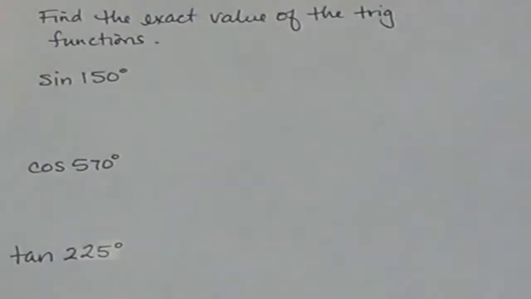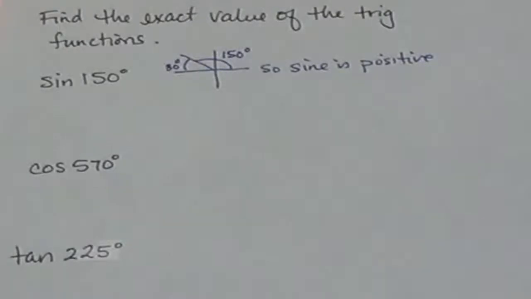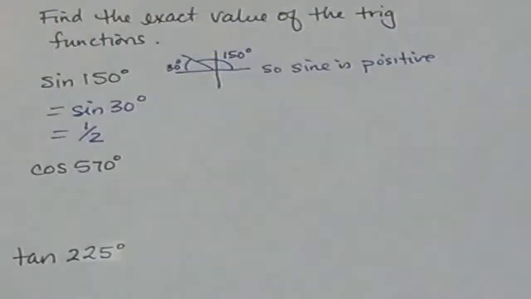So again, for sine of 150, the first two things I want to think about is what is the reference angle and what quadrant is it in. So here, 150 degrees puts us in the second quadrant with a reference angle of 30 degrees. Remember, 180 minus 150 gives us 30 degrees. And in the second quadrant, our sines are positive. So sine of 150 will be the same as sine of 30 degrees, which will equal 1/2.